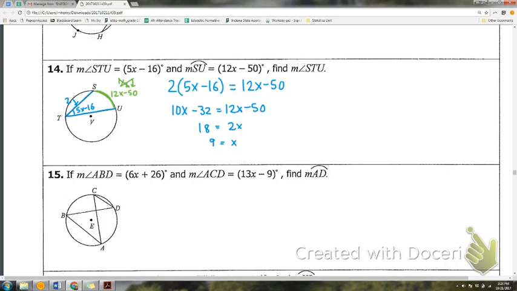All right, I'm getting x to be 9, but then they want us to find the measure of angle STU. So if they want us to find the measure of angle STU, remember I have to plug back in to angle STU. So the measure of angle STU is 5x minus 16, 5 times 9 minus 16. And the measure of angle STU is 29 degrees.